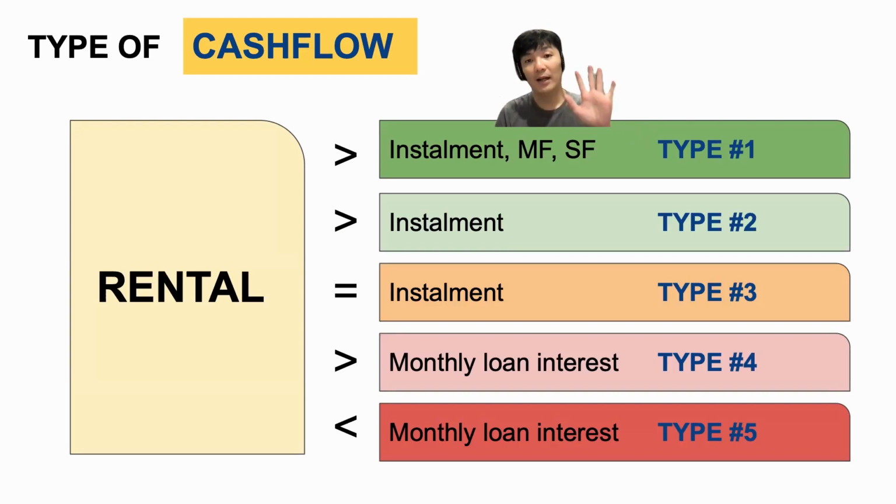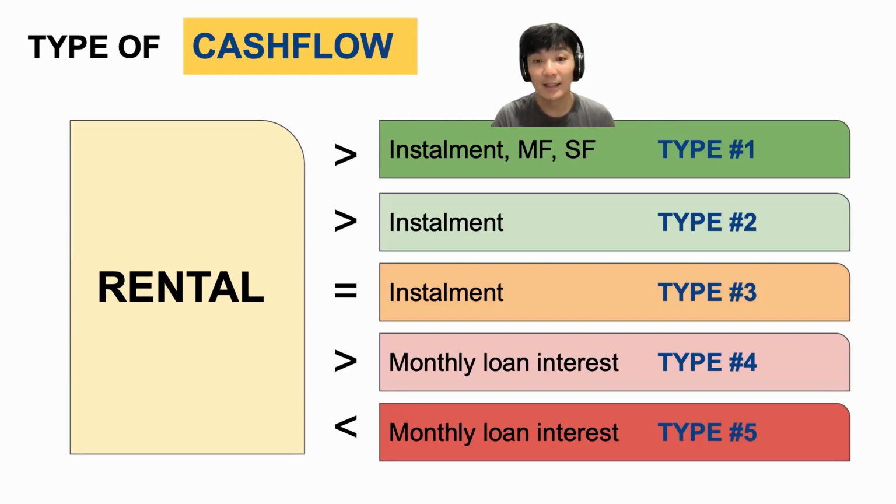And in this slide, you would need to know how to differentiate the cash flow types. There are five types of cash flow. Type 1, rental is more than your installment, maintenance fee, and also sinking fund. Type 2 is that your rental is more than your installment. Type 3, you break even. Type 4, your rental is only able to cover your monthly loan interest portion.